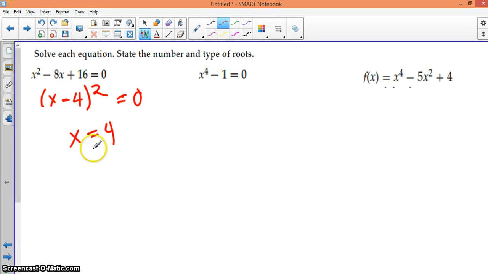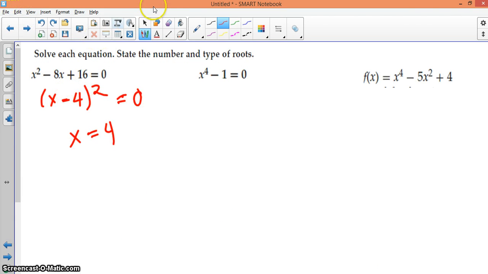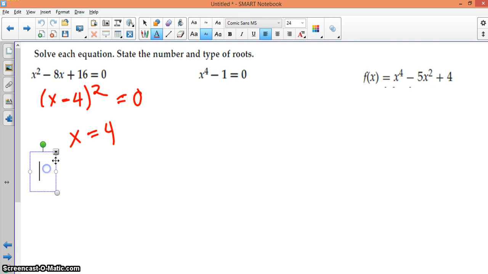All right? And the root, or zero, whatever you want to call it, the solution of the equation is 4. The 0 of the function, if you consider this to be a function, f of x equals x squared minus 8x plus 16, would be 4. Okay? And this is called a repeated root.